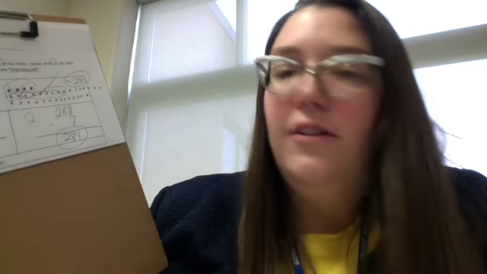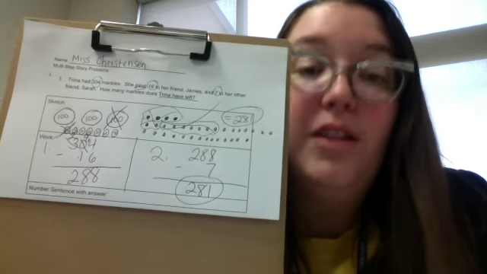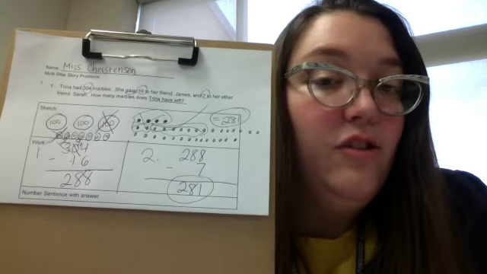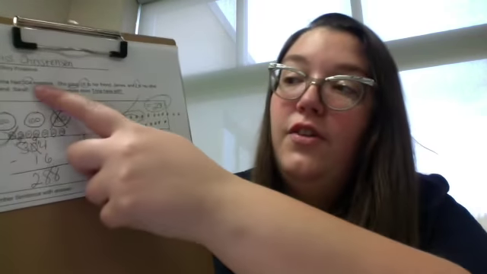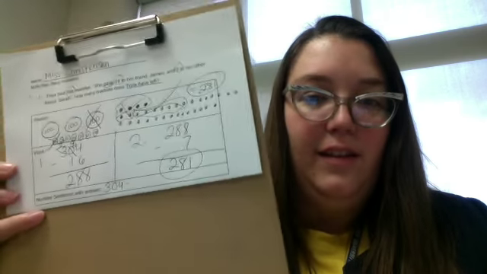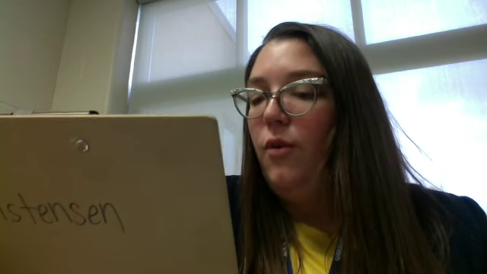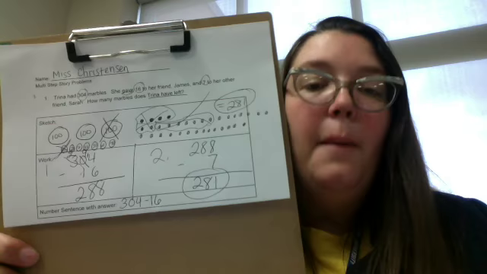Awesome. Okay, so the last part is our number sentence with our answer. So I'm going to start with my first number, which was 304. And first we subtracted 16. So 304 minus 16 minus 7. And that was 281. Good job.